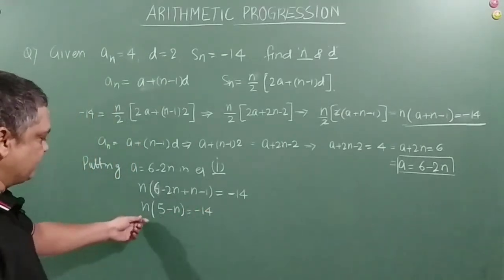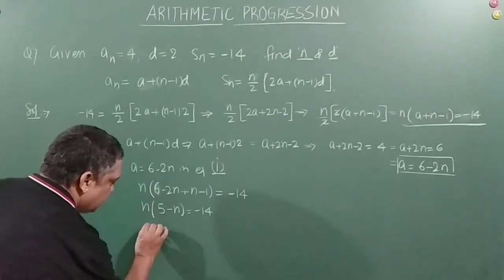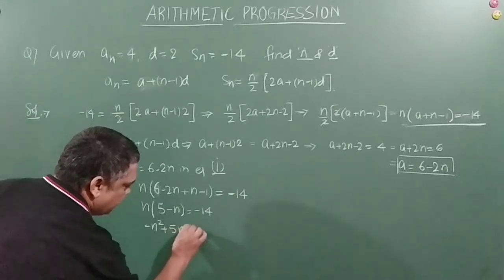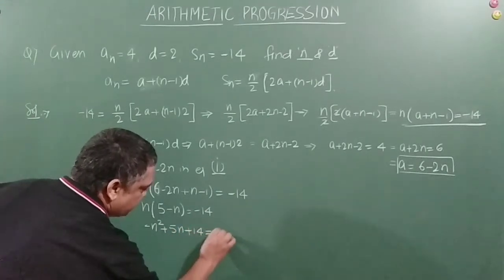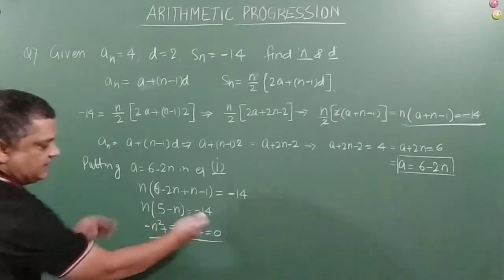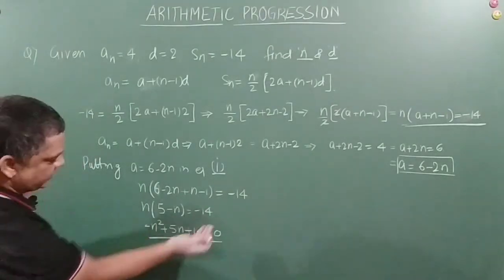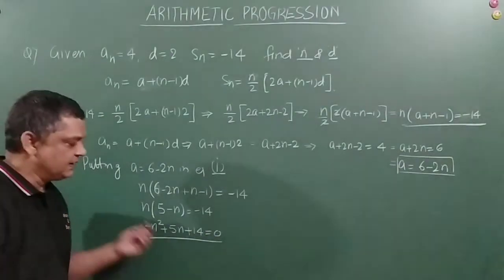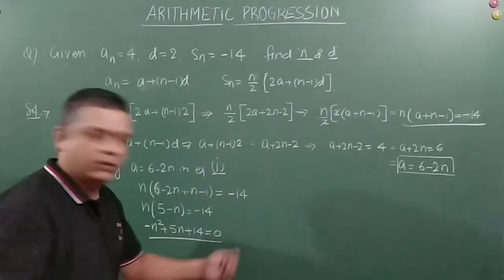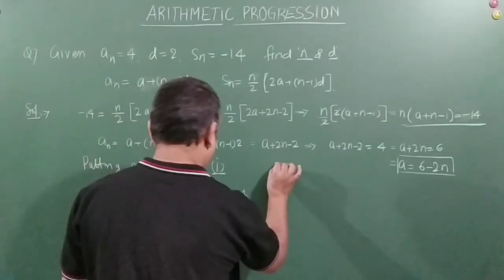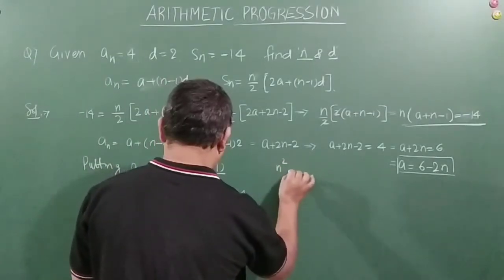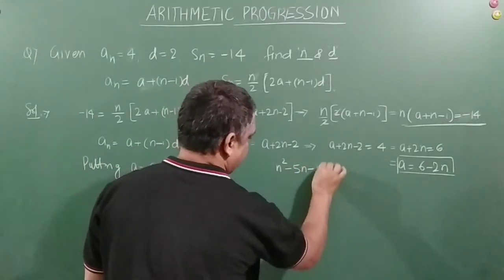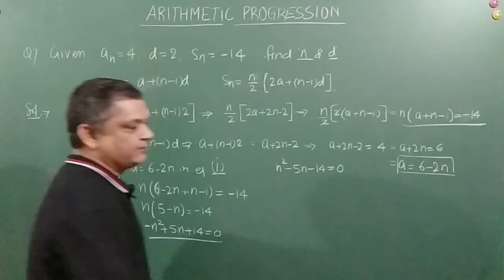Now let us multiply this. This becomes -n² + 5n + 14 = 0. I have basically brought this from this side and then opened the bracket here. Since it is starting with a minus sign, we will multiply by -1 across, which will give me n² - 5n - 14 = 0.